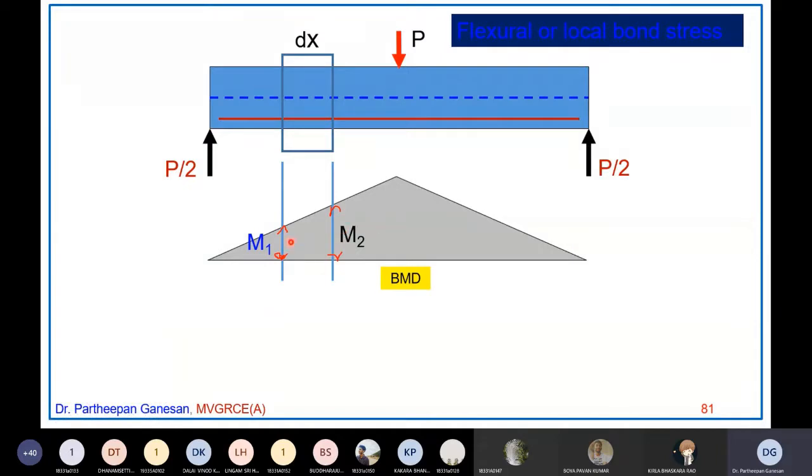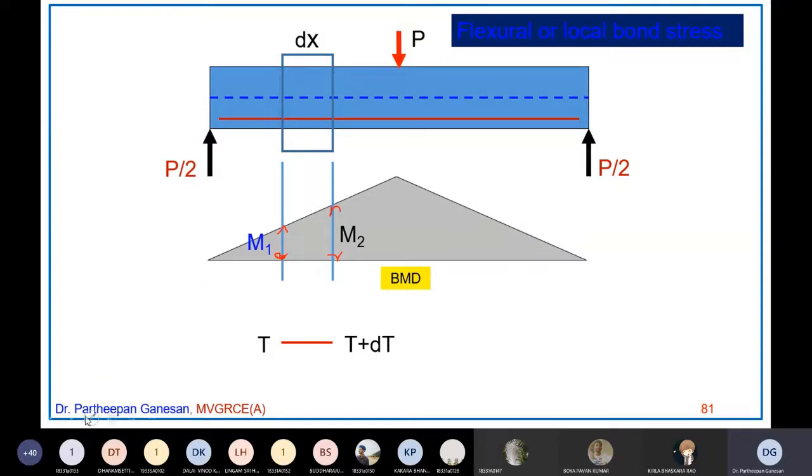Now, depending upon the bending moment, your stress will vary, like using the simple bending equation, sigma is equal to M by I into y, right? Because your M is varying between these two sections, if you calculate the tensile force, on one side T is there, and on the other end you will have T plus dT, and this produces the shear stress here. That is called flexural or local bond stress. Because this body has to be in equilibrium.